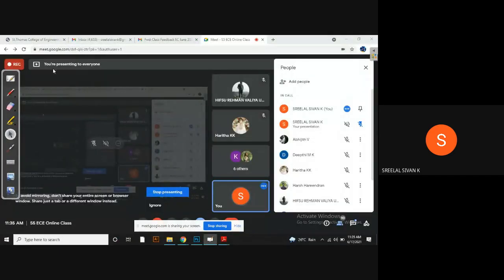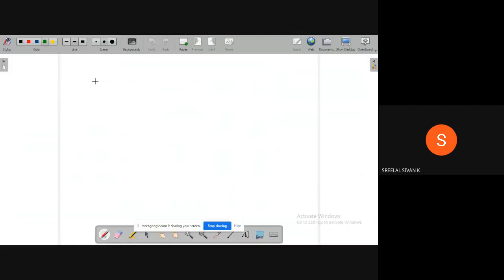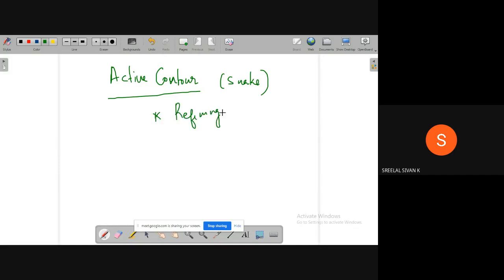Okay. So you can write active contour. This is also called a snake algorithm. Snake. Okay. So here, it is used for refining object boundary. We're using this technique to refine object boundary.